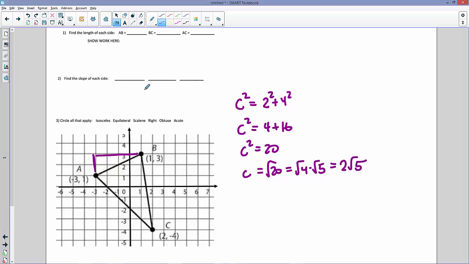We did this in class, both sections, so I'm not going to really spend a lot of time on this. 2 radical 5. It turns out that these both are 5 radical 2 by using the same method on the longer segments, so it turns out to be isosceles. Okay? And I'm not really going to ask you about obtuse and acute too often, mostly just right or not.